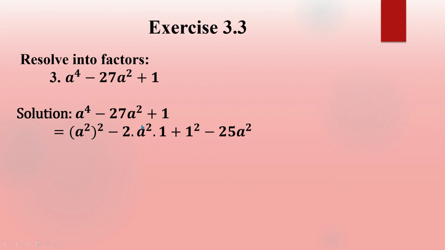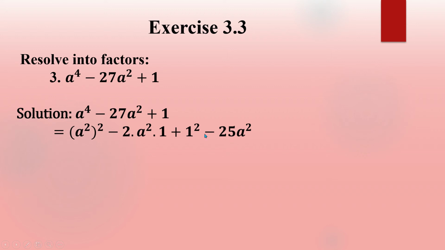1 square means 1. After multiplying this, we will get only 2a square, but here 27a square is given. So we have to subtract 25a square. As a result, minus 25a square minus 2a square is equal to minus 27a square. Okay, that means we can write this.